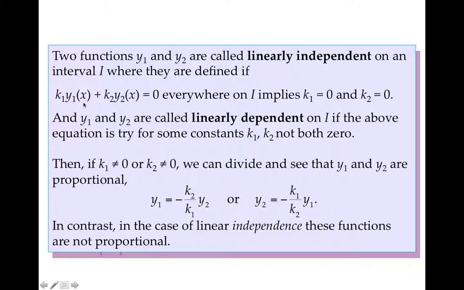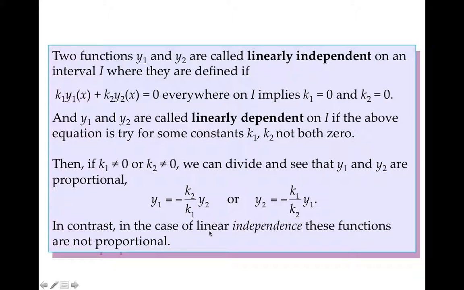So if you think about it, if y1 is the cosine of x and y2 is 4 times the cosine of x, then we could find a value of k1, in other words negative 4, that would force this equation to be 0. Obviously the cosine of x and 4 times the cosine of x are proportional to one another. So in that case, you could not call those two functions linearly independent because there is a value of k1 and k2 where this equation could be forced to go to 0. So if k1 and k2 are not equal to 0, you could see that y1 and y2 are proportional in this case.